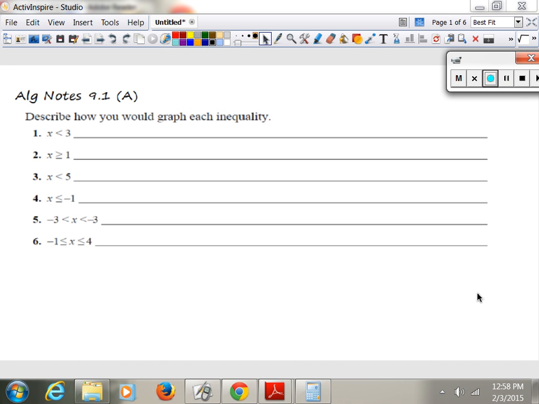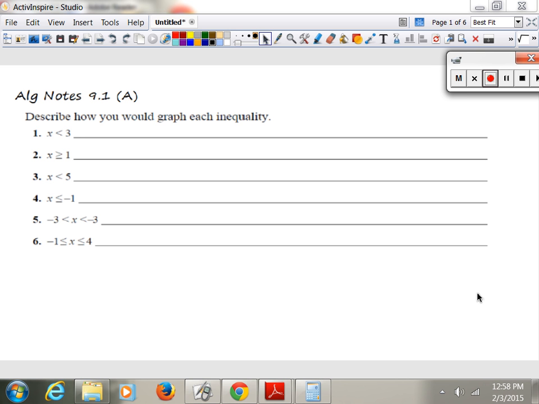Okay, 9.1. This is a review of our inequality section. We've already learned how to graph these. We've already learned how to solve them. We're going to review it again in our Unit 9, and hopefully it'll be fast.